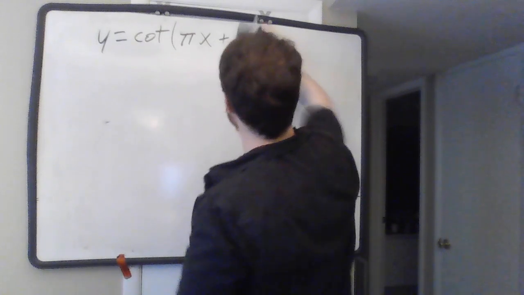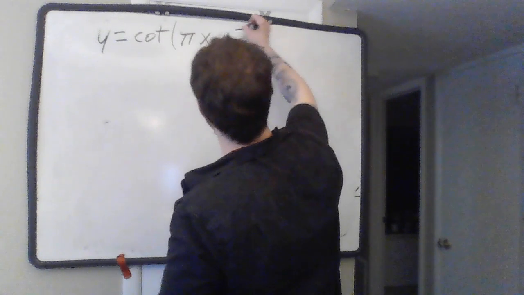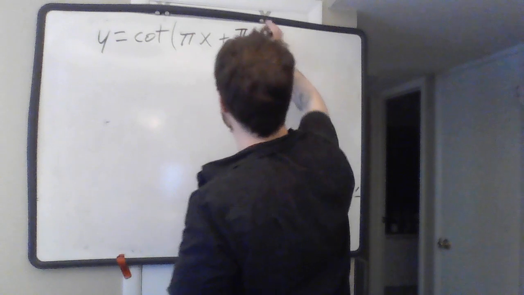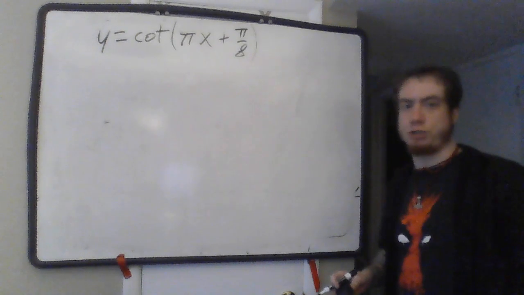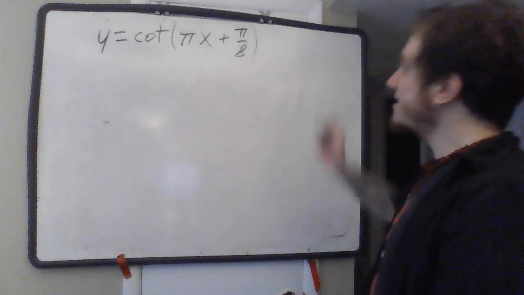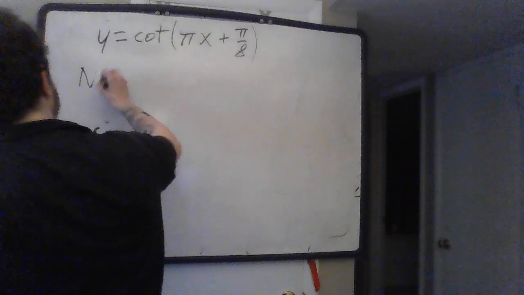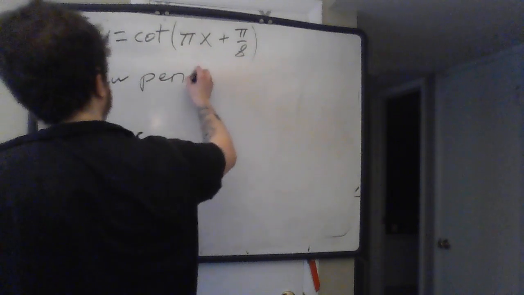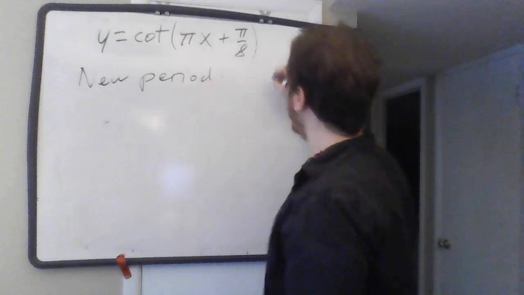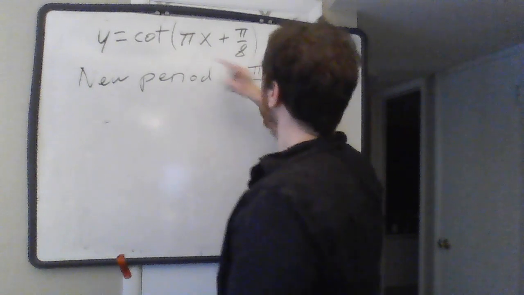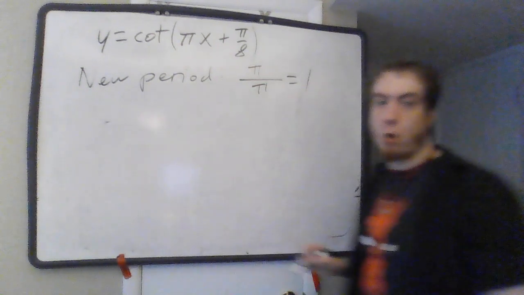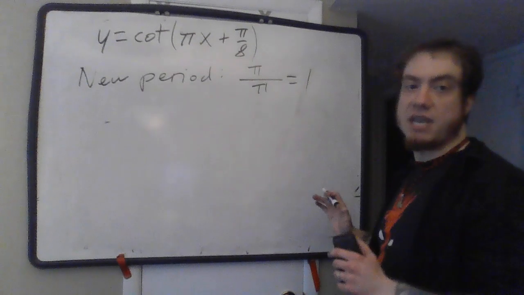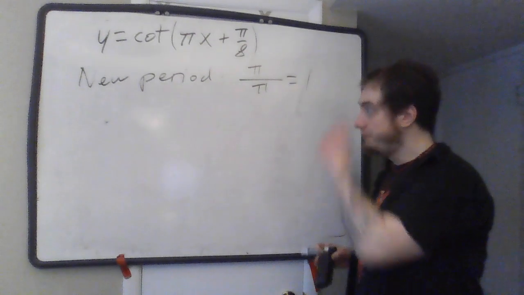Actually, let's make things a little easier on ourselves. Let's do plus pi over 8, just for the sake of example. I want this number to not be too bad. I just want to show you the idea here. So let's say that we want to graph this thing. Well, the new period is going to be the old period of pi divided by this coefficient of pi, which is equal to 1. So the new period of this thing is just 1 in this case.